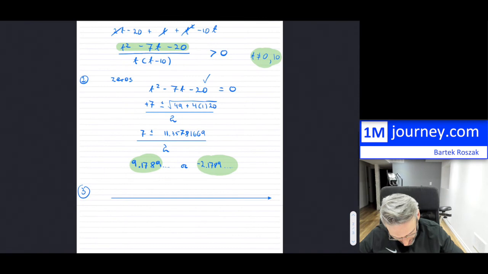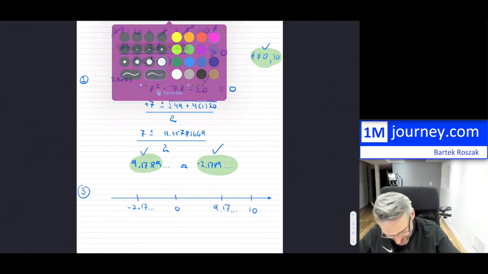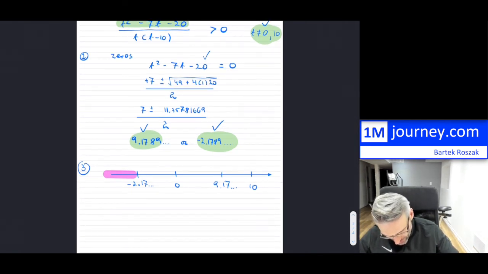Okay, so what do we have? What's the one furthest to the left? Minus 2.17, so it's this one. Then it's 0, that's from here. Then it's this one, 9.17 and so on, and then it's 10. So I have to check, there's going to be a lot of intervals. So I have to check this interval first. Let's go one by one.